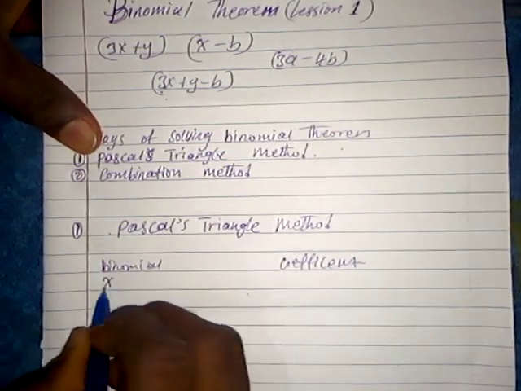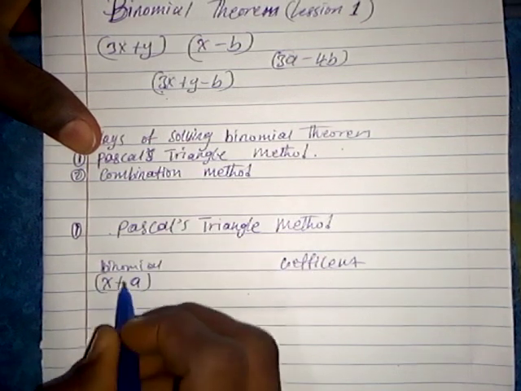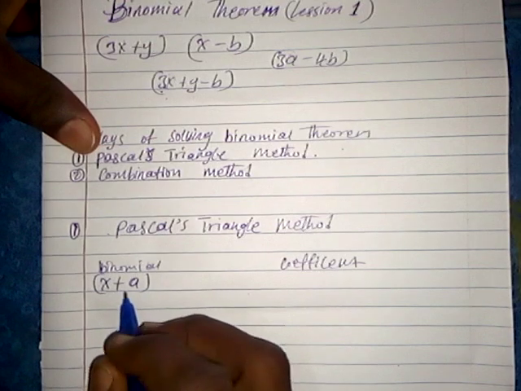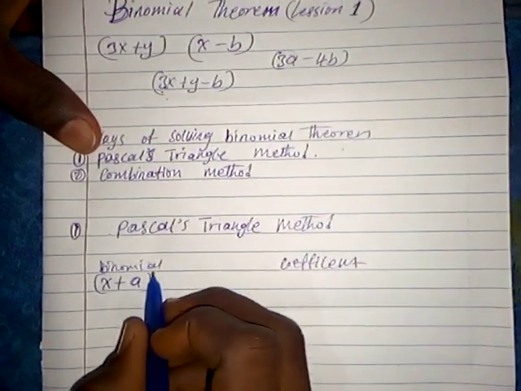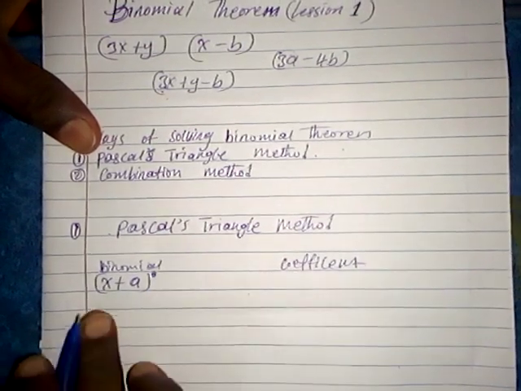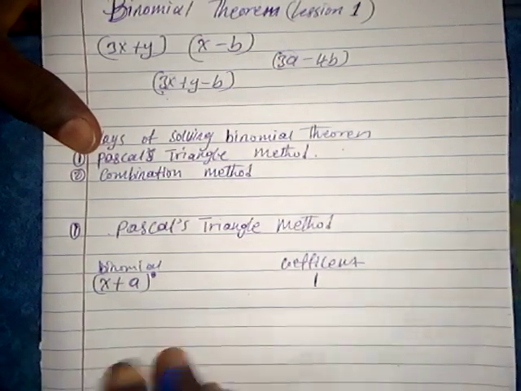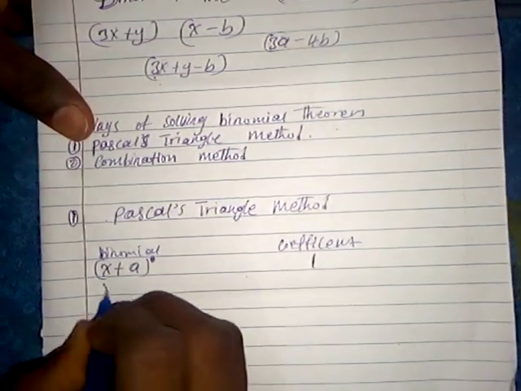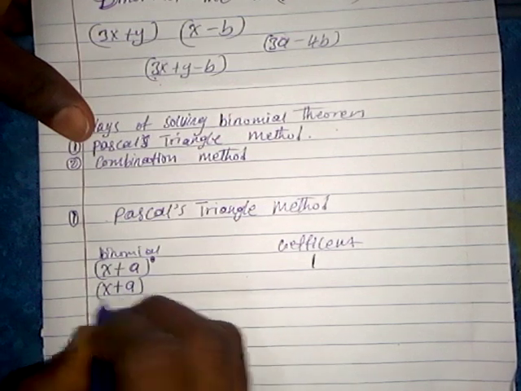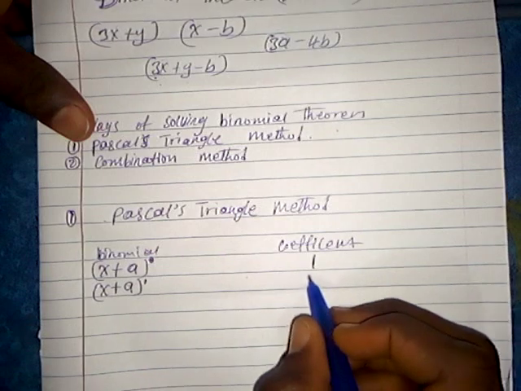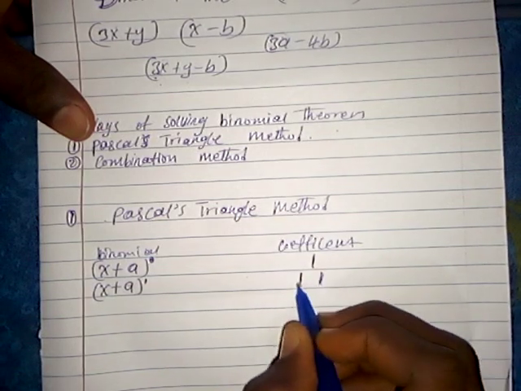Now let's say x plus a. We say this is a binomial. Always, a binomial normally must have what? A power, right? Now let's say the power is 0. Anytime you see power 0, what should be the coefficient? It's supposed to be 1, right? If you see x plus a to the power 1, what's supposed to be the coefficient is 1 and 1.